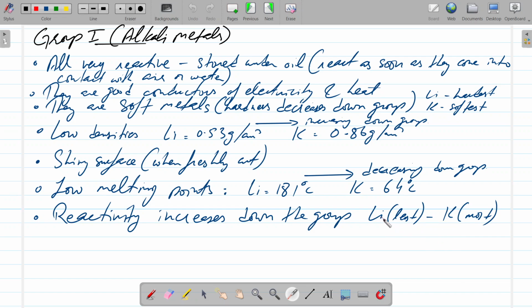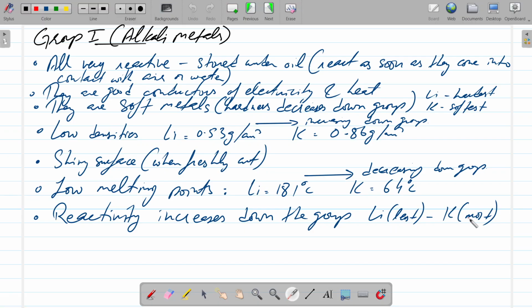Now, the reason we are giving only lithium, sodium, and potassium is because those are the ones commonly available that you can possibly have in your school laboratory. Obviously there are other elements, but those are not commonly available or they're radioactive, and so those aren't discussed. But the trend is the same.